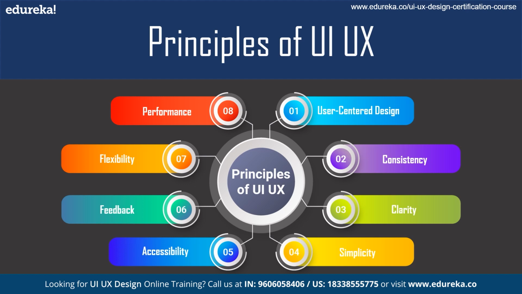Next is simplicity. Simple UI design can make a product easier to use and more visually appealing. Designers should aim to eliminate unnecessary elements and create a clean and minimal design. Next is accessibility. Accessibility is an important point to consider in UI UX design. Designers should ensure that the product is usable by people with disabilities, such as those who are visually impaired or having motor disabilities.